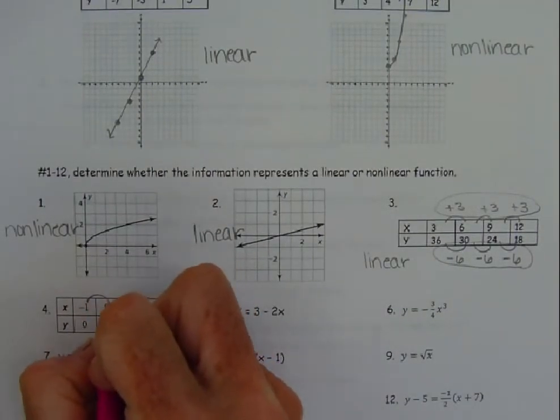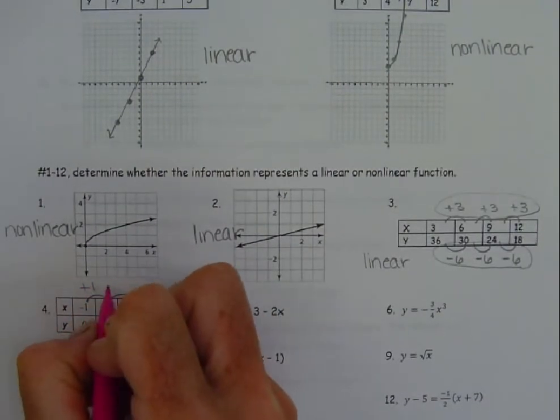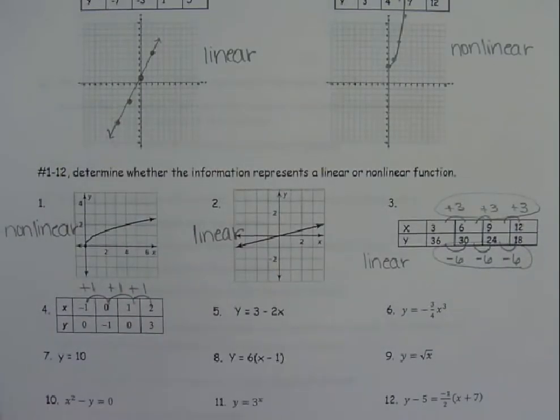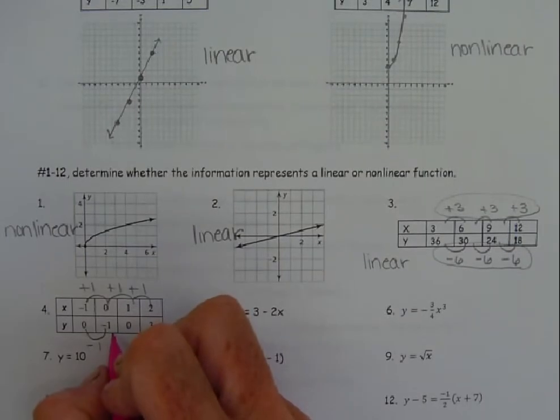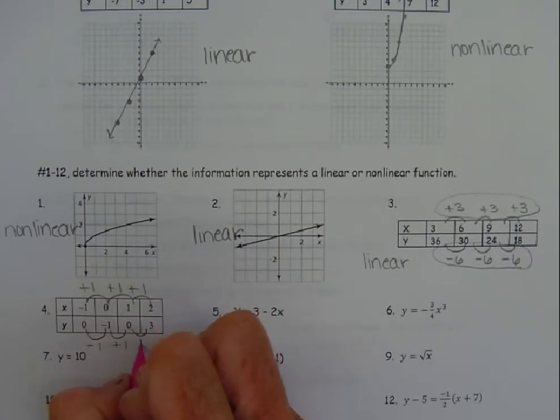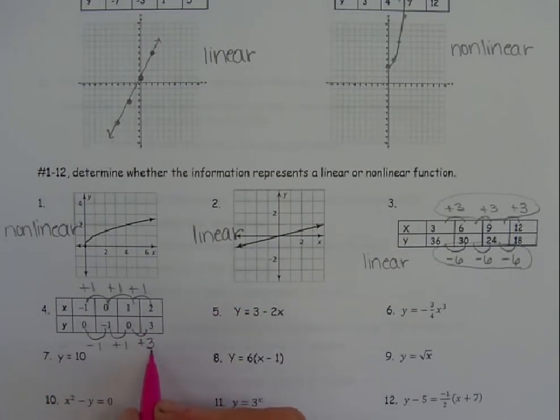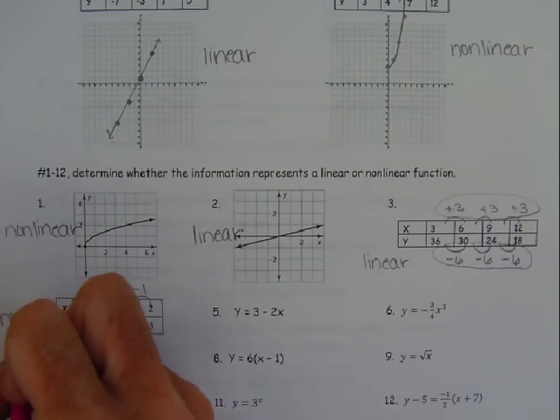So my next example, if you notice, you have a constant pattern where you are adding 1 here. But if you look here, you are subtracting 1, then adding 1, then adding 3. Because that is not a consistent pattern, this is non-linear.